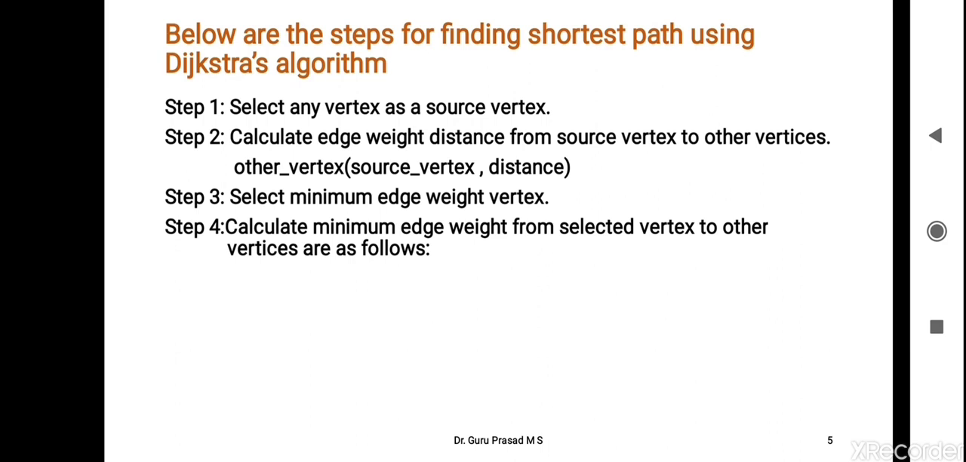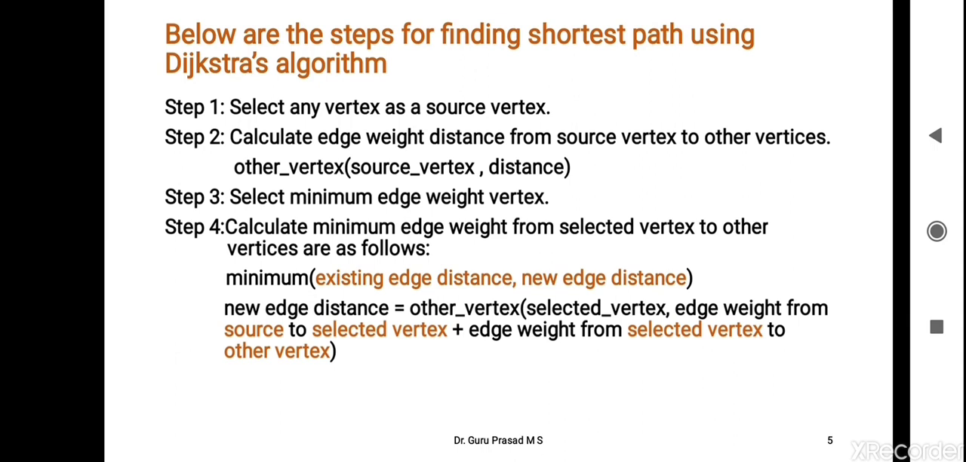Step 4. Calculate the minimum edge weight from the selected vertex to other vertices as follows: minimum of existing edge distance comma new edge distance. New edge distance equals other vertex in the parenthesis of selected vertex comma edge weight from source to selected vertex plus edge weight from selected vertex to other vertex. Step 5. Repeat steps 3 to 5 for not selected vertices.